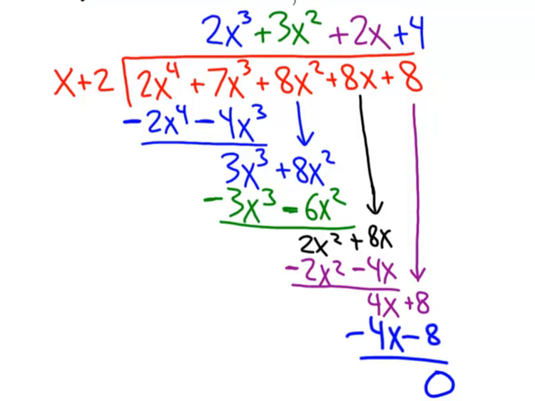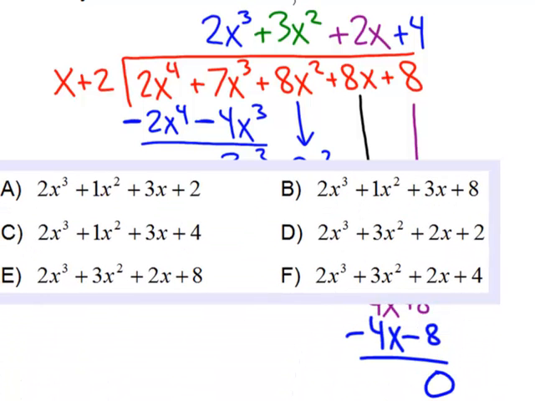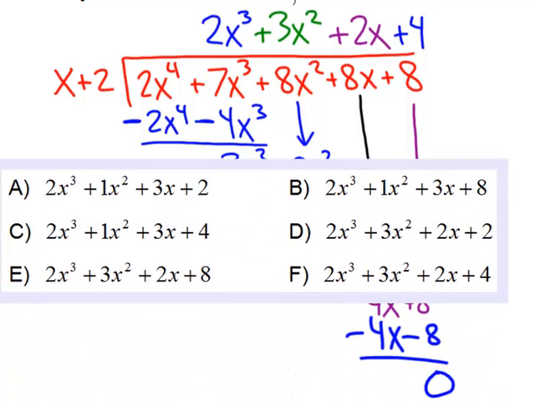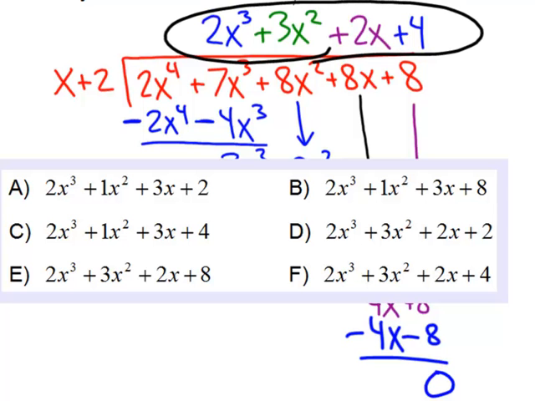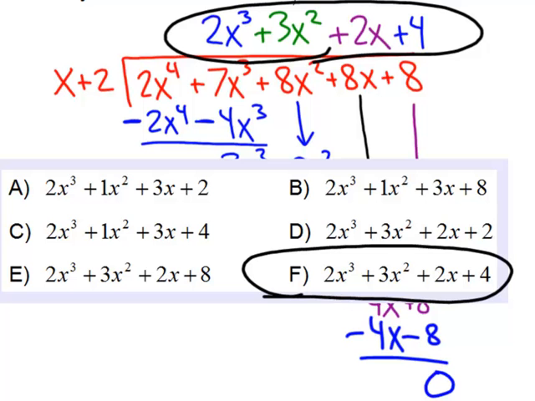Let me bring the answer choices back up here, and we see that our quotient up here aligns with option F. F is our answer. All right, moving along.